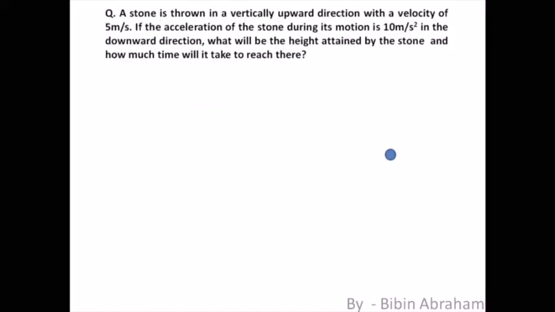The question is this: a stone is thrown in vertically upward direction with a velocity of 5 meter per second. Okay, so you have a stone which is thrown vertically upward with a velocity of 5 meter per second. If the acceleration of the stone during its motion is 10 meter per second square in the downward direction, now this is important, what will be the height attained by the stone and how much time will it take to reach there?